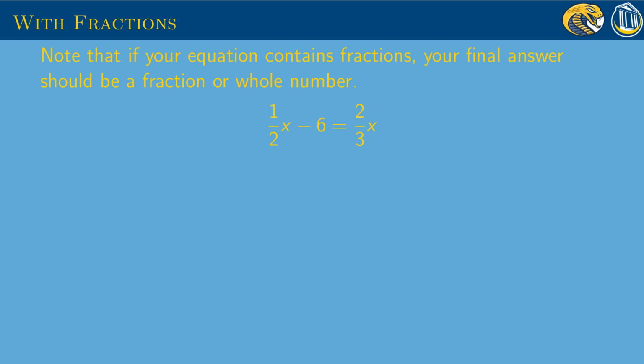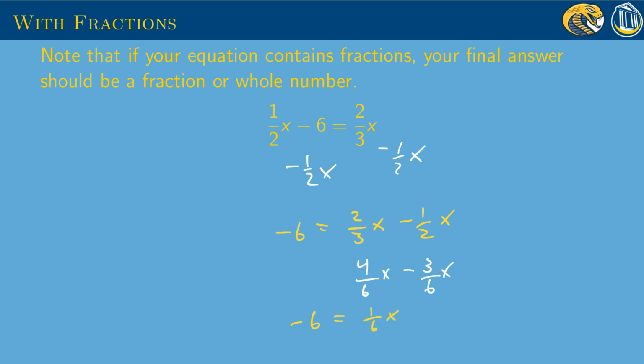So let's subtract 1/2 x from both sides, and we're left with minus 6 equals 2/3 x minus 1/2 x. If we want to simplify this, we need to find a common denominator. For example, we could divide both of these by 6. So this becomes 4/6 x and 3/6 x, which simplifies to minus 6 equals 1/6 x.